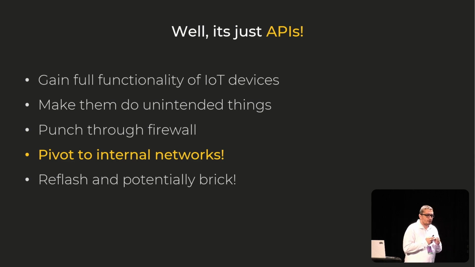You can punch through firewalls. So keep in mind that if you have your IoTs in the same network, and someone compromises your IoT via an API or any other way, they can pivot into internal networks, and they could reflash and potentially break the IoT device.